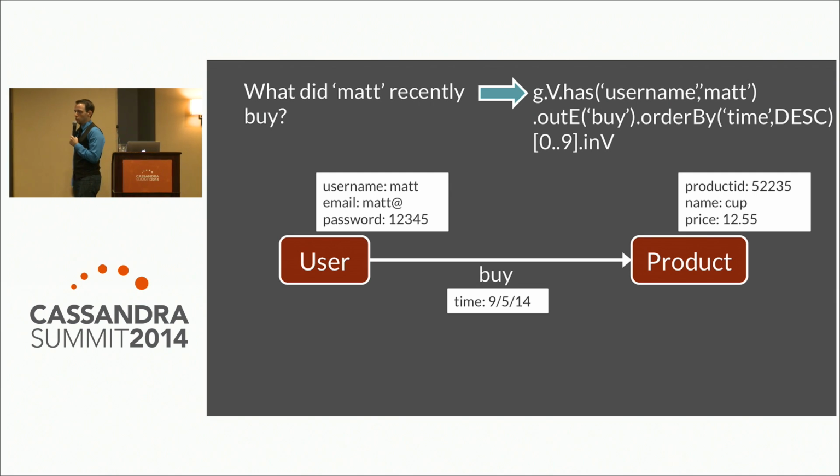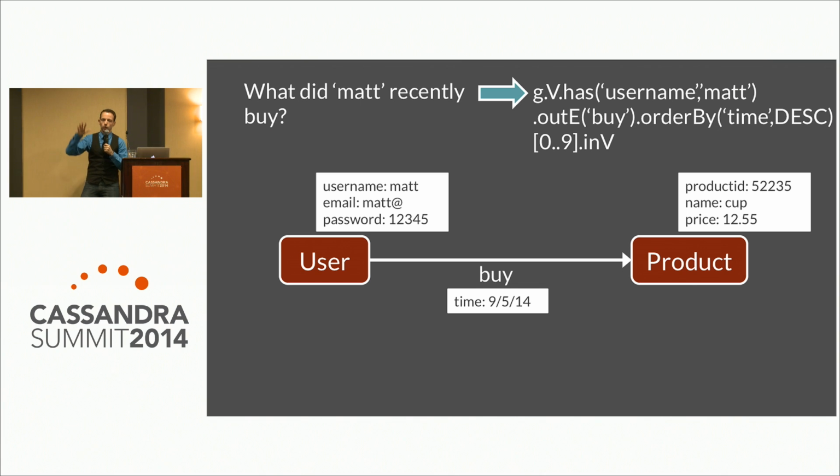In Titan, you can do that directly in the query language. You can say, give me all of the out edges, right? All of the things that Matt bought, order those by the timestamp, right? Put that in the query language. Give me the first 10, and then give me the in V product, right? So again, very simple to do. The query language sort of takes care of it for you.